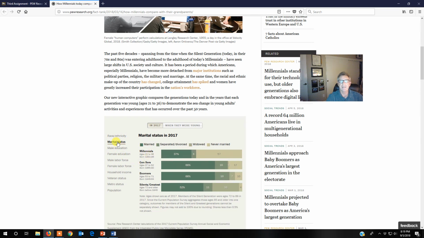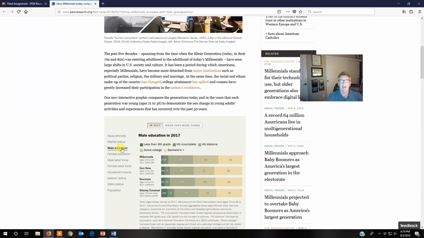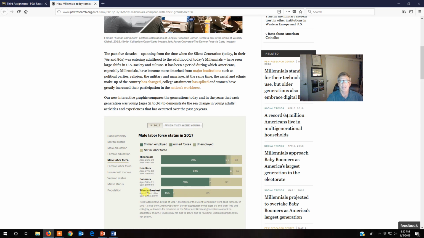We can look at marital status. Again, marriage is going way down. We can look at male education, okay? And we see that there's an increase in the number of people that are getting degrees. We can look at female education. Again, this increase in the number of people getting degrees, okay? Male labor force, okay? And we see that there is, again, more of a civilian employed versus armed forces. See the unemployment rate dropping. And again, it was based on when each of these generations was this age right here, okay? It shows you right there.